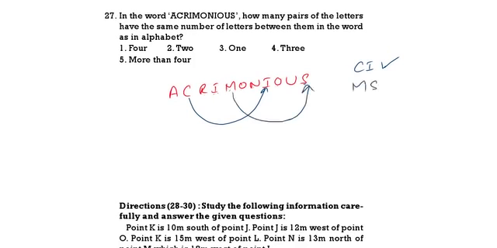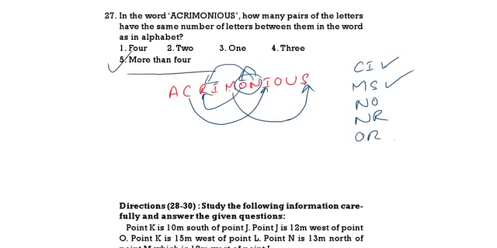O, P, Q, R, S, T. N, O, P, Q, R. I, J, K, L. O followed by U, U followed by S. So when we move to the front, we have only two pairs. Now coming to back. N, O. Between N and O, there is no gap. So N, O. Then N, O, P, Q, R. That means N, R is also one more pair. Then O, P, Q, R. O, R is one more pair. That means we have more than 4 pairs in total. Option 5 is the correct one.